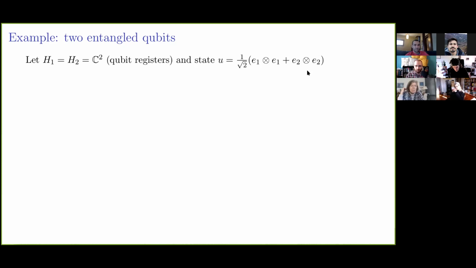I've written down a state here, which is an entangled state on the joint system. So this is in H1 tensor H2: 1 over square root 2 times (E1 tensor E1 plus E2 tensor E2). And let's say we do the same measurement as before, just on C^2. What I want to do is measure just the first register, which should make sense, right? We should be able to do a measurement in one lab and not change the second lab. But to do that, I need to tell you what the rule is for how to combine measurements in separate systems. So here's how that works.